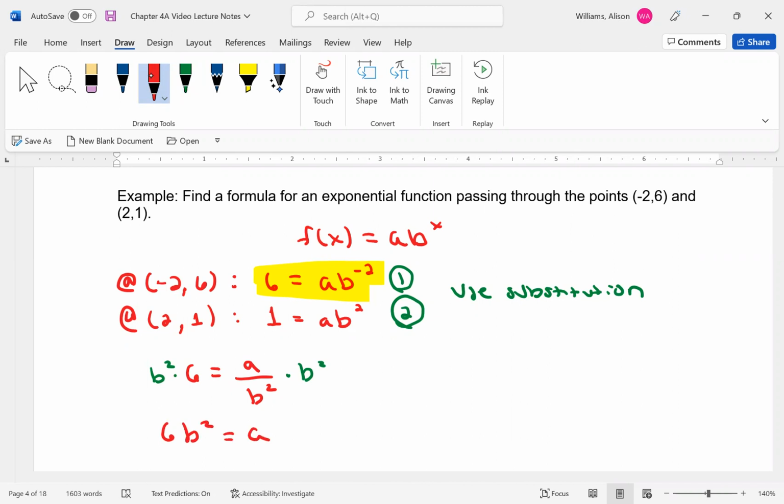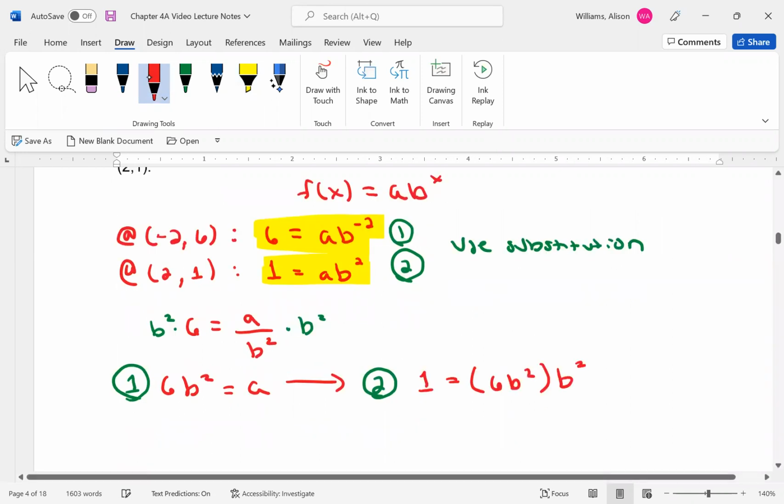So this was the first equation. I'm going to plug this into the second equation. The second equation is this right here, 1 equals a times b squared. So I'll get 1 equals, and instead of a, I'm going to put 6b squared in, times the b squared that's already there. Okay, so then that gives me 6b to the 4th.